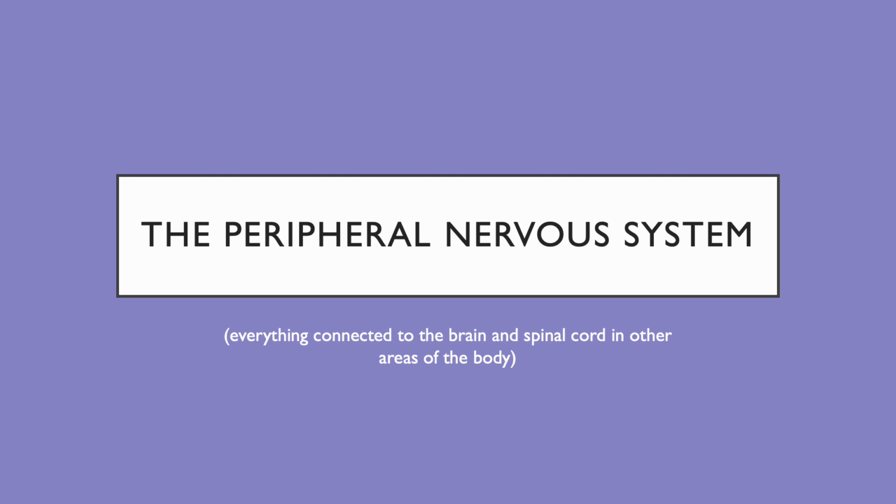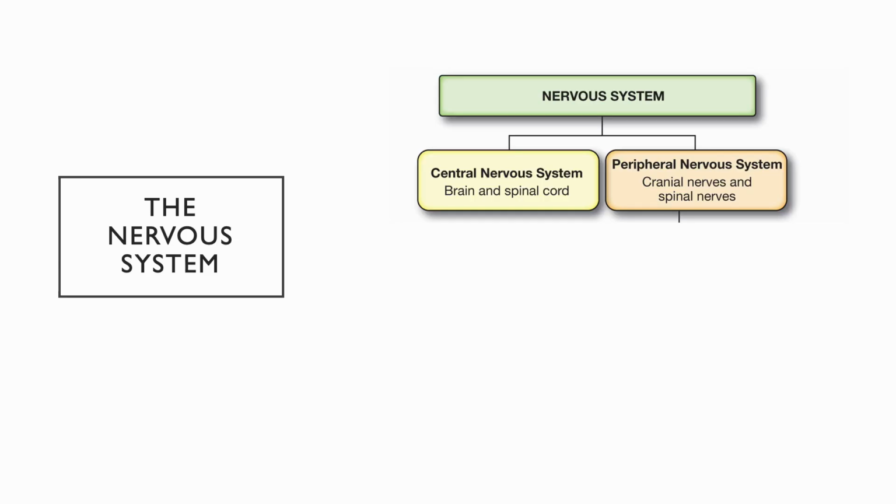And now let's look at the peripheral nervous system. This is everything that's connected to the brain and the spinal cord and other areas of the body, like our cranial nerves and our spinal nerves. So now that we've talked about the central nervous system, we're going to focus on the peripheral nervous system.